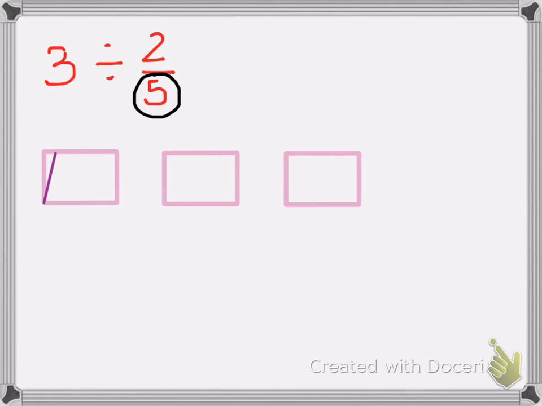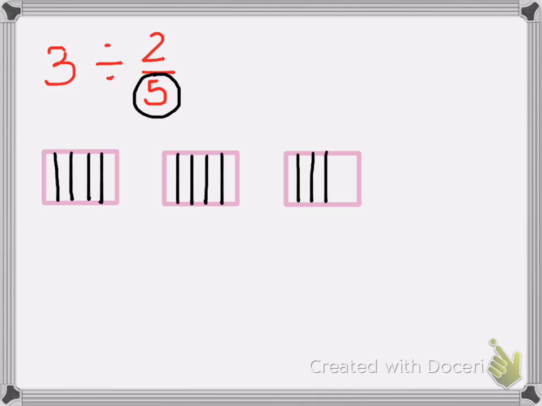Wow, the tool wants to jump there. Okay, maybe I won't be able to use this tool. So what I'm going to do is back up and just draw it. There's 5 equal pieces, there's 5 equal pieces, and there's 5 equal pieces.